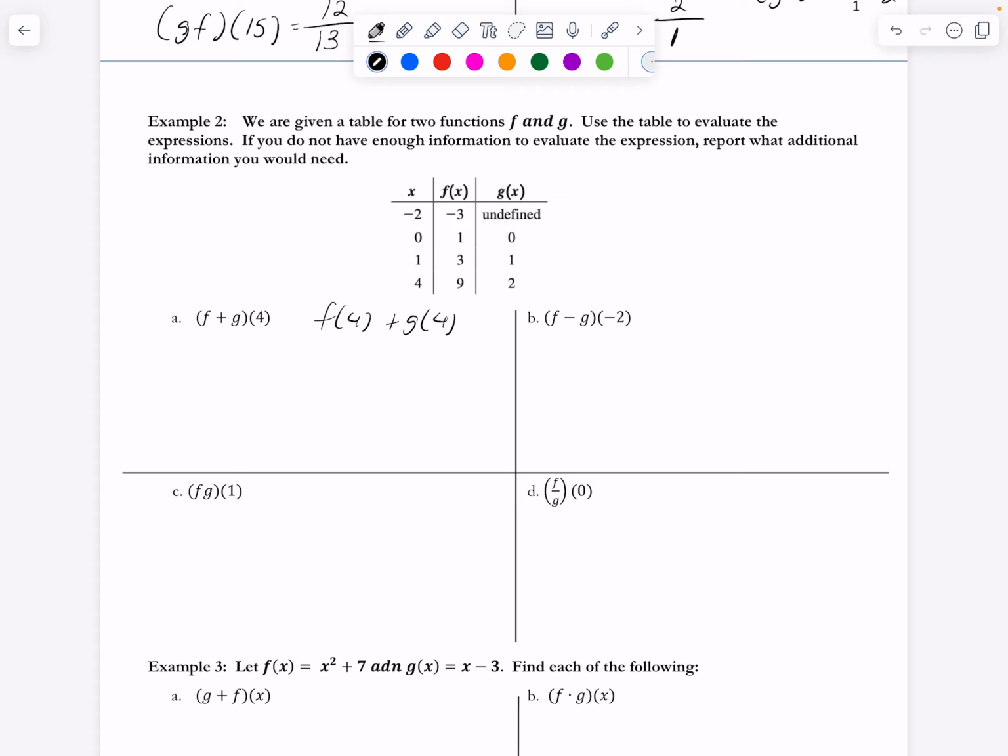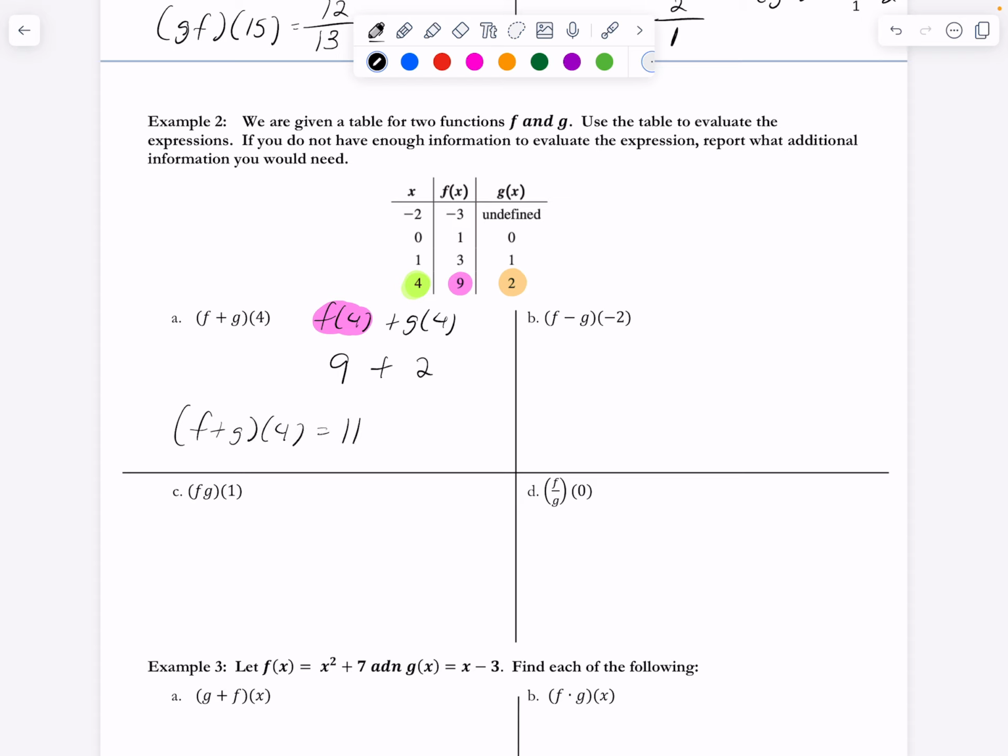So I go to my table. The way you do this is you find 4 on the x value, and to find f of 4, you're going to look for the y value under f of x. So this becomes 9. To do g of 4, same thing. We go to that 4, but we go to the g of x function now, and the y value is 2. So this is 2. The operation is addition. So f plus g of 4 equals 11.